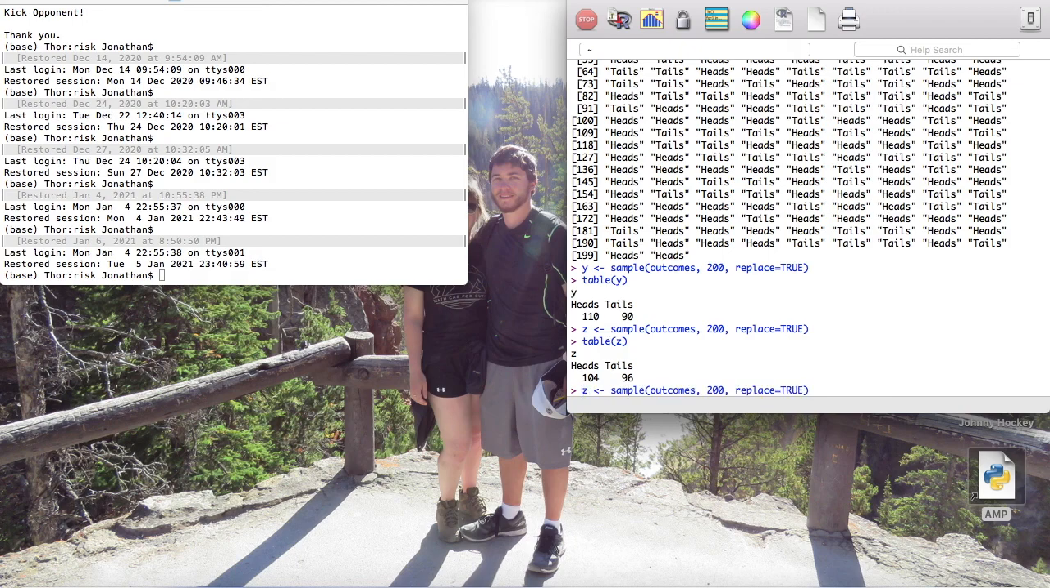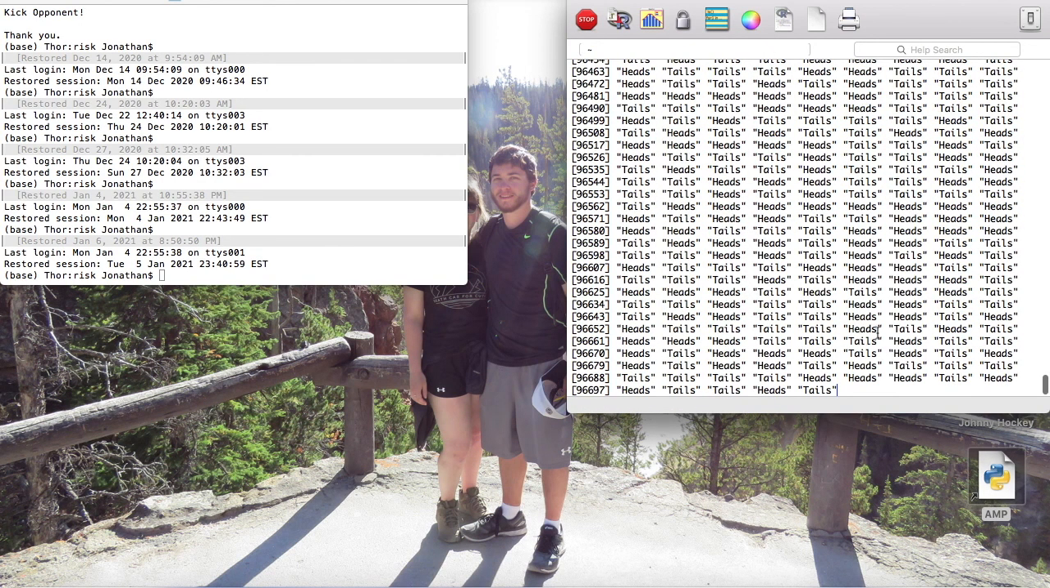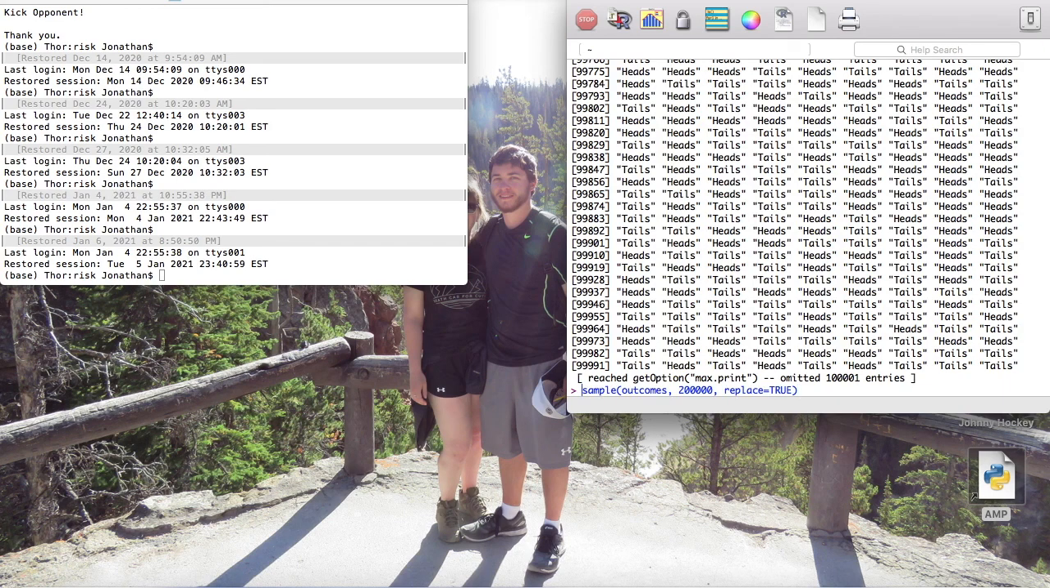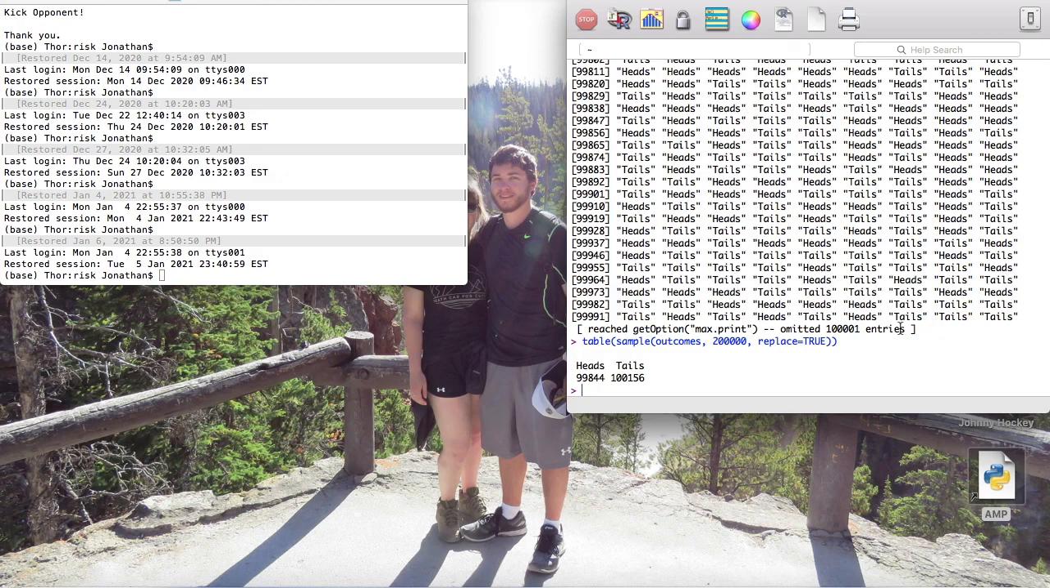And if we really, really wanted, we could also just increase the number of draws. So we can make it 200,000 coin flips that we're going to do. If we call 200,000 coin flips, in this case, we get 99,848 heads, 100,156 tails. So again, in that neighborhood of 50-50 heads and tails, and as we get more and more coin flips, that number hones in on 50% heads, 50% tails.